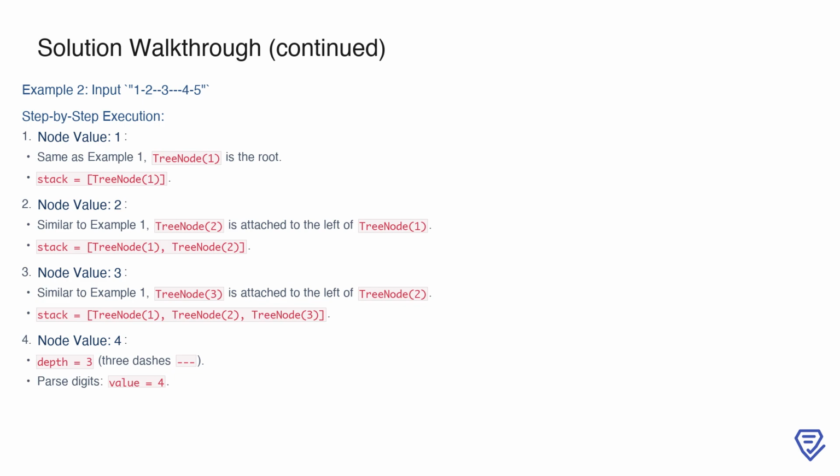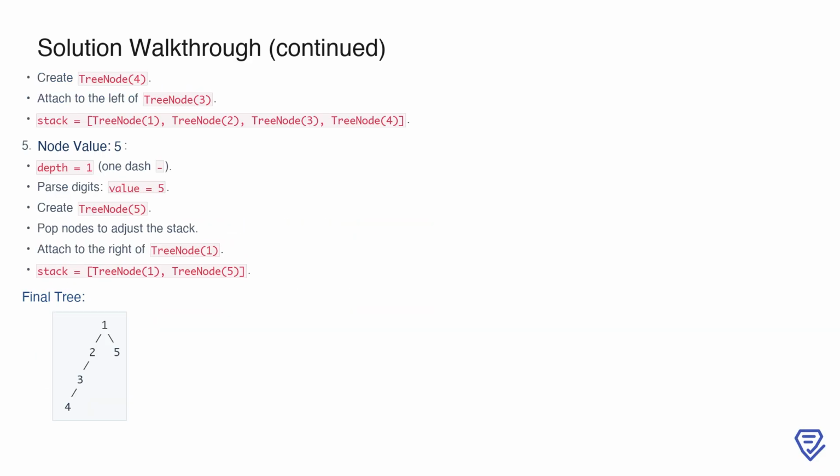The value 3 follows, with 2 dashes indicating a depth of 2. Parsing yields tree node 3, which we attach as the left child of tree node 2. The stack now holds tree node 1, tree node 2, and tree node 3. For the value 4, the 3 preceding dashes denote a depth of 3. Parsing gives the value 4, and we prepare to place this node in the tree. Tree node 4 is created and attached as the left child of tree node 3, since it corresponds to the next level in the tree. The stack is updated to include tree node 4.